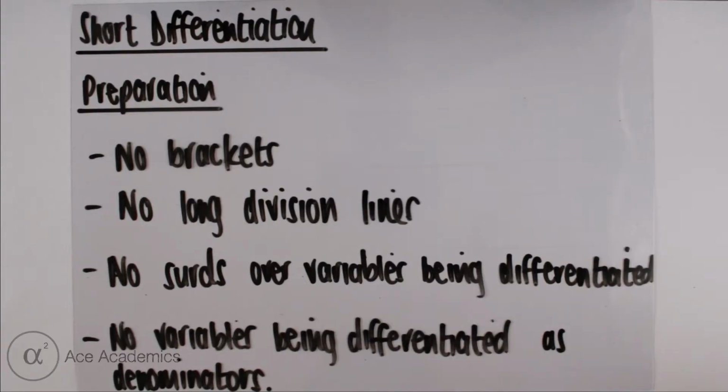As we discussed previously, before we begin our short differentiation, it's necessary to do some preparation. We must ensure that there's no brackets, there's no long division lines, there's no surds over variables being differentiated, and there's no variables being differentiated as denominators. I would suggest you memorize these steps as you will not get them in an exam.